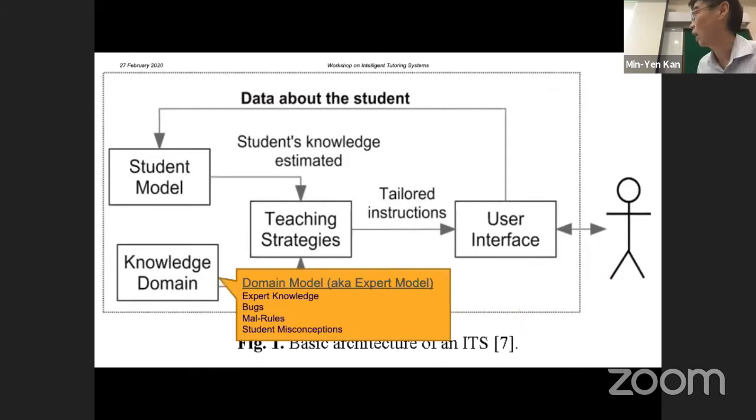Just now there was the domain model. So how do you represent the curriculum in a form that can be operationalized by the ITS? You can represent expert knowledge. Expert knowledge is basically the curricular knowledge, the knowledge you want to teach to the student. Then I'll come on to these aspects of the expert model.